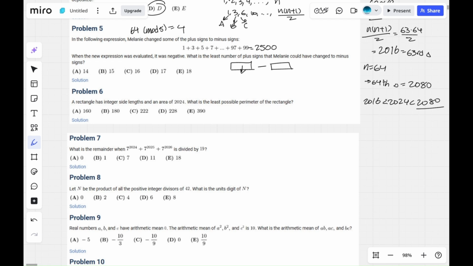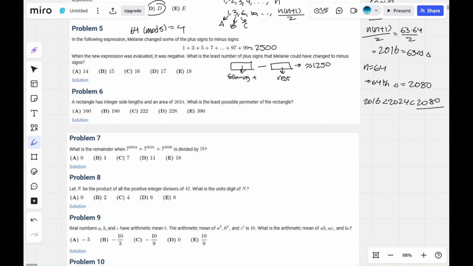So let's say that the numbers in this box are the numbers following a plus sign, and the numbers in this box are the rest. We want this number to be negative, and we also want to change the least number of signs. So that means that each box should be as close to 2500 divided by 2, which is 1250, as possible.